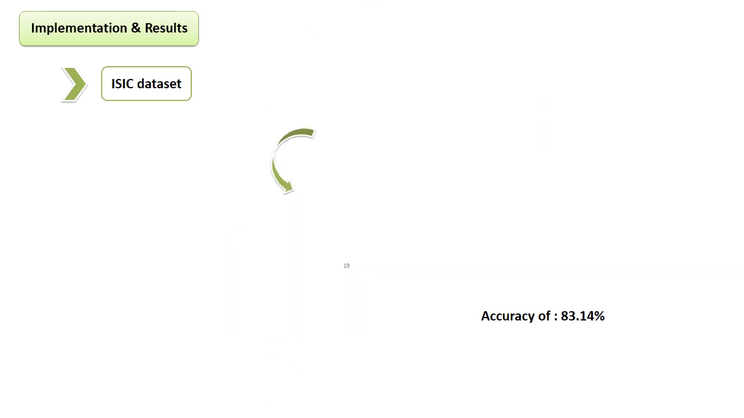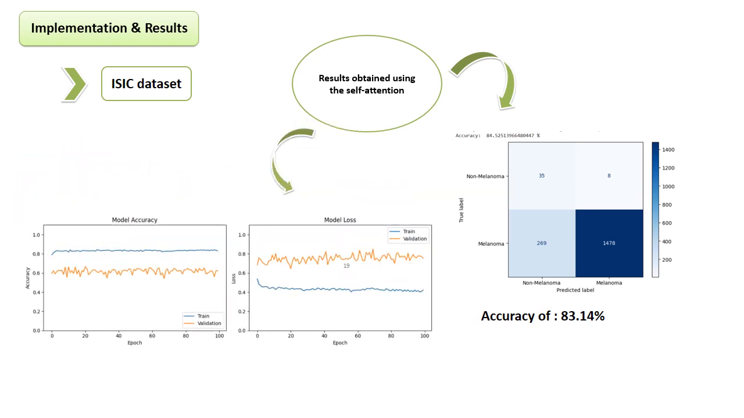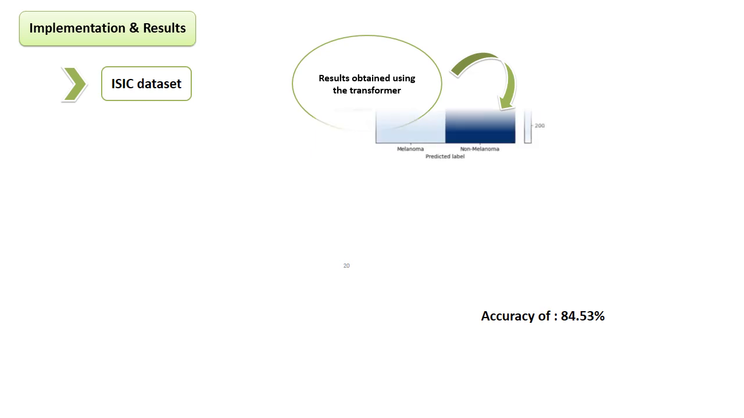Now let's move to the second dataset, which is ISIC. Well, for the results obtained using self-attention, the accuracy was 83.14%. Those are the evaluation metrics. Also, about the transformer, the accuracy was 84.53%. For the proposed architecture, or ViT, 90.05%.